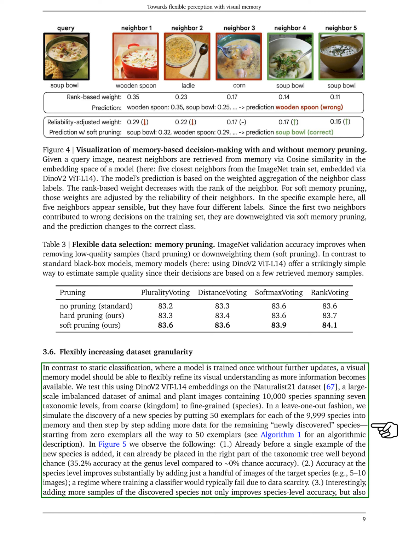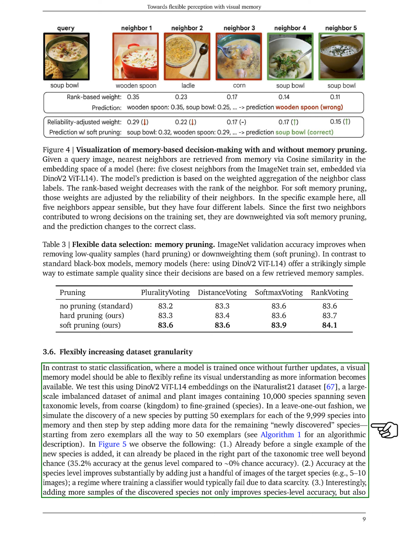Unlike static classification, a visual memory model can adapt its understanding as new information becomes available. We tested this using DINOv2 ViT-L14 embeddings on the iNaturalist 21 dataset, which contains a large variety of animal and plant images. We simulated the discovery of a new species by gradually adding exemplars for new species into memory.